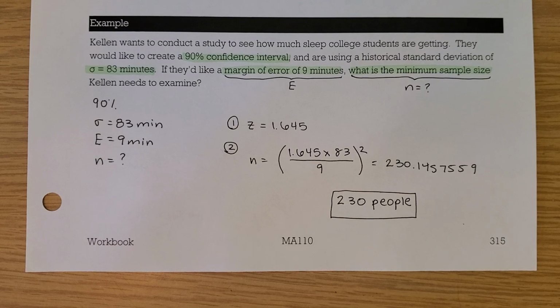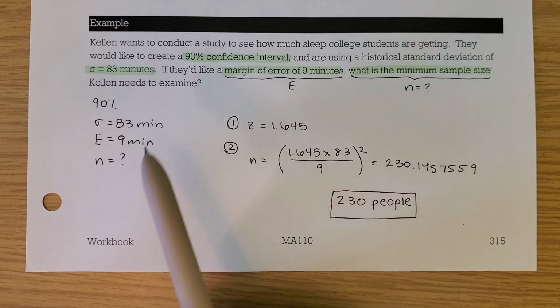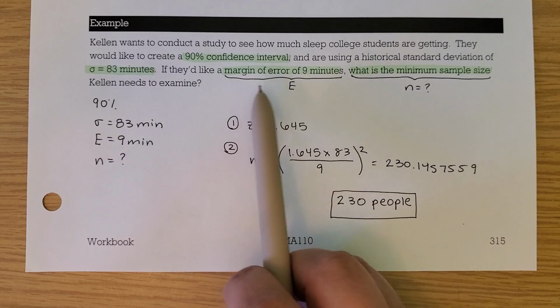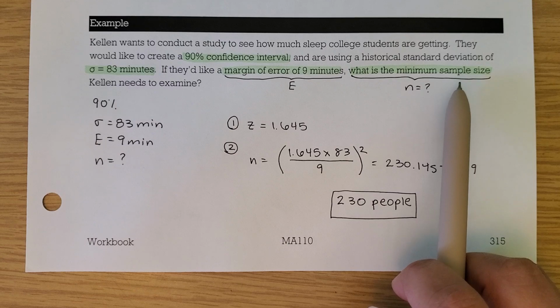So in this example, it says that Kellen wants to conduct a study to see how much sleep college students are getting. They would like to create a 90% confidence interval and are using an historical standard deviation of 83 minutes. If they'd like a margin of error of 9 minutes, what is the minimum sample size Kellen needs to examine? So I put my summary over here on the left. So we have a 90% interval. Our sigma is 83 minutes and E is 9 minutes. So that's our margin of error. We have to figure out N, our minimum sample size.